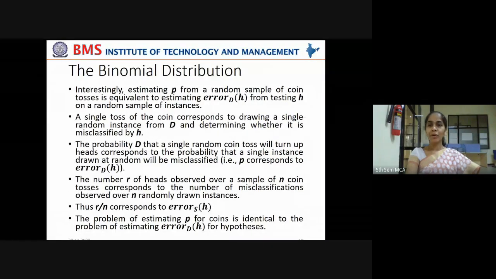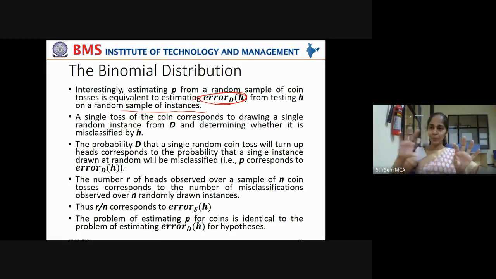Now, interestingly, what do we notice? Estimating P from a random sample of coin tosses is equivalent to estimating the true error from testing H on a random sample of instances. So when you take a sample and calculate the sample error, which you call error S of H, the sample error. Now you take the population error. Now can you compare this population error with P? That is estimating from a random sample of coin tosses.